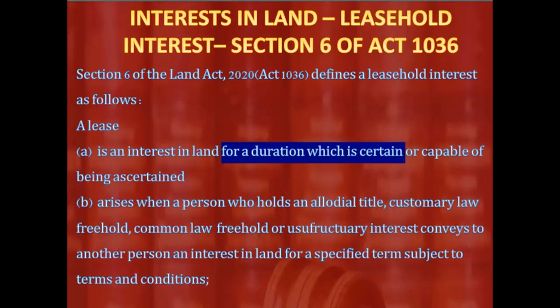look at Section 6A. It says that it's an interest in land for a duration which is certain and capable of being ascertained. And we are also told under 6D that it does not exhaust the interest of the grantor in the land. It means that for leasehold interest, you can grant it only for a limited time. You can grant it for 50 years, for 40 years, for 30 years, for 20 years. We must be able to ascertain the duration. That is the defining characteristic of a leasehold interest.